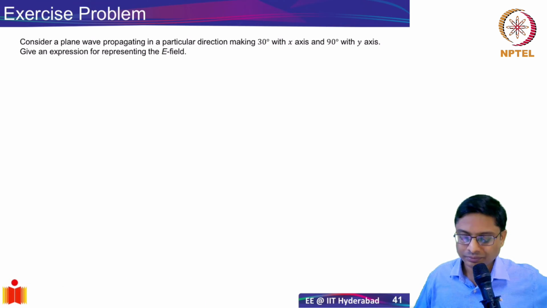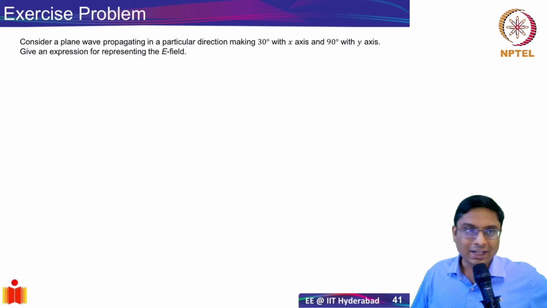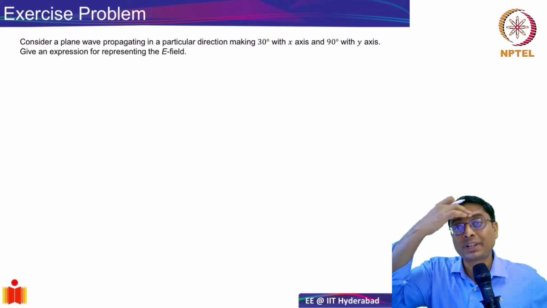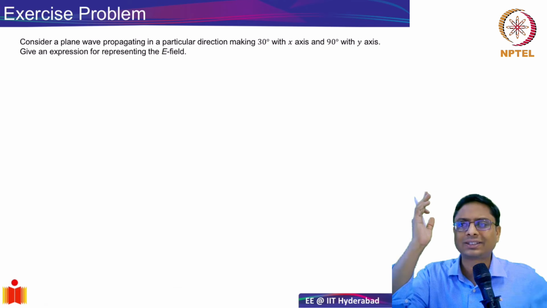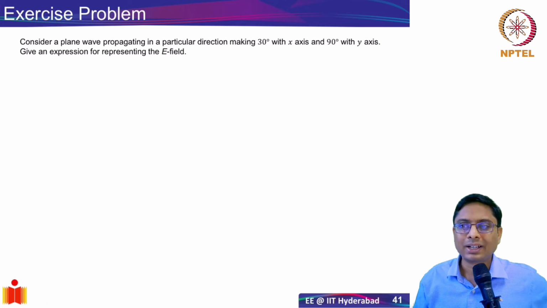All right. So now, the last problem for this week I want to look at is this. Let's now consider a plane wave which is propagating in a particular direction, which is let's say 30 degrees with the x-axis, and it also makes 90 degrees with the y-axis. So give the expression for representing the field.